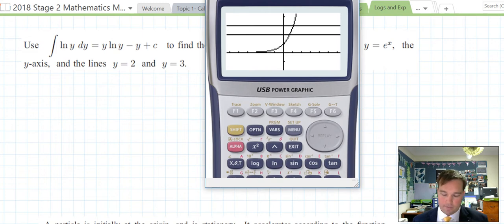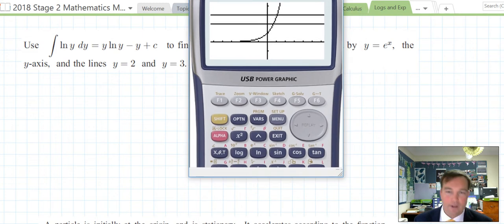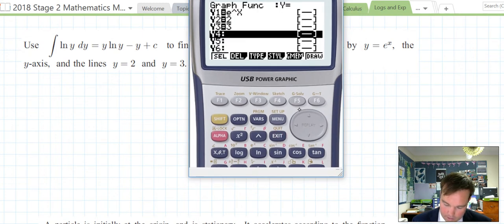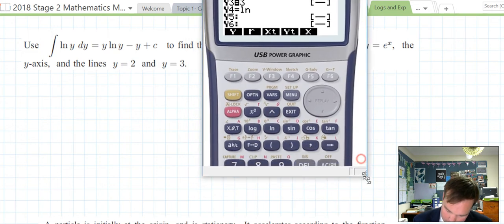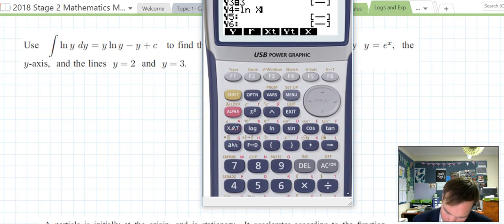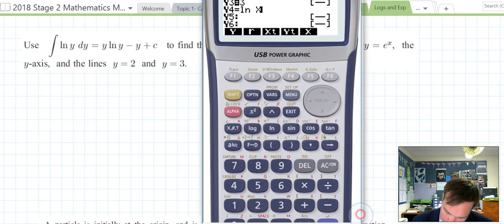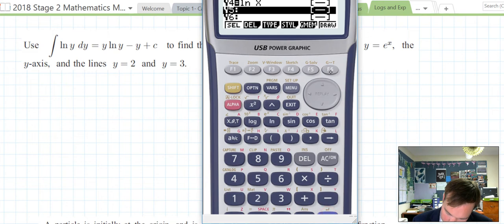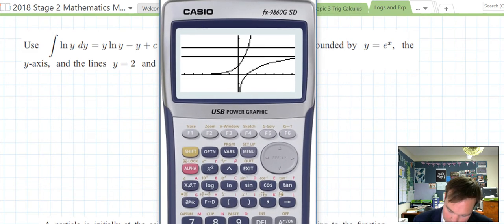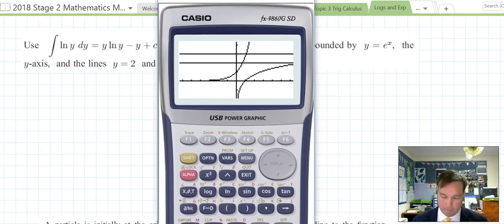in the x-axis. Good news for us is, if we're aware of the properties of logs, we can use ln x, where's my x, and graph that. And what I'm hoping you're able to see, even though the scale on the calculator isn't perfect, is that the area between 2 and 3 on the y-axis and the e to the x is exactly the same as the area between 2 and 3 on the x-axis with ln of x.